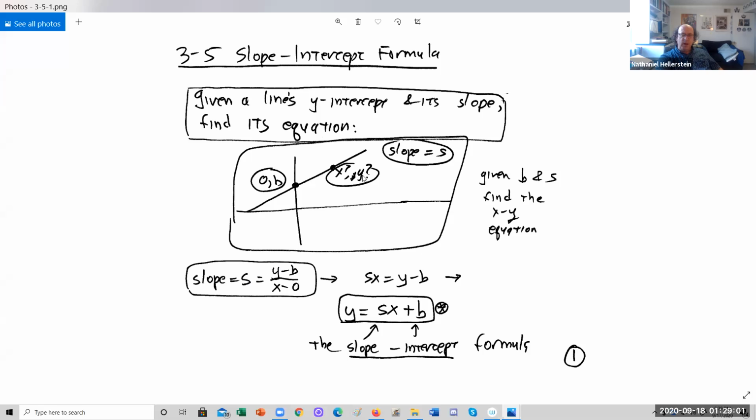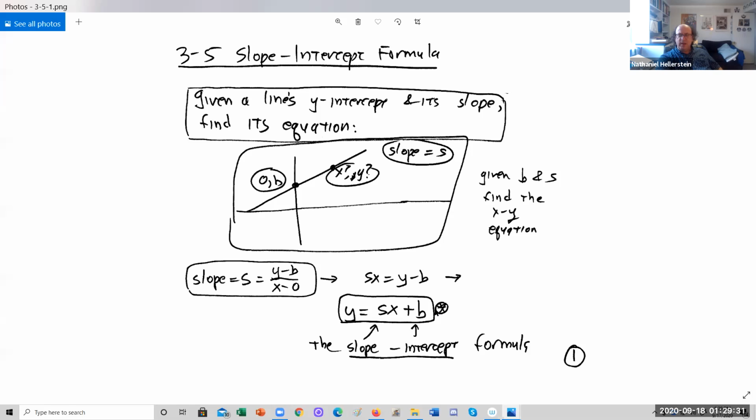And that slope, well, change in y is y minus b. Change in x is x minus 0. So s equals y minus b over x minus 0. Okay, cancel out the 0, transpose the x. sx equals y minus b, transpose the b. y equals sx plus b. This is the slope-intercept formula. Here's the slope s, here's the y-intercept b. y equals sx plus b.